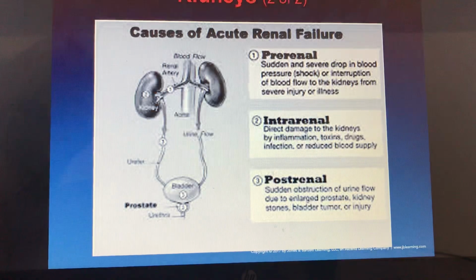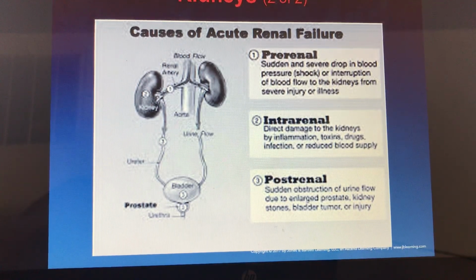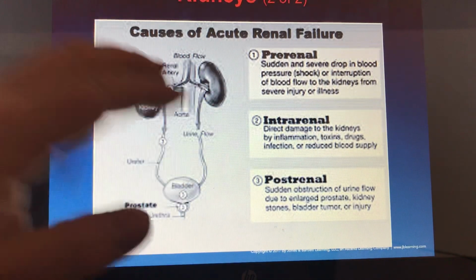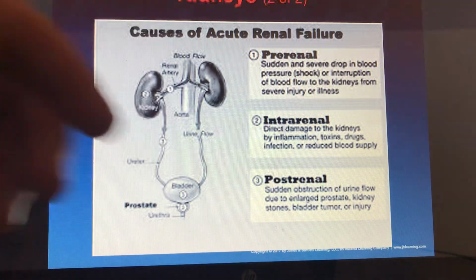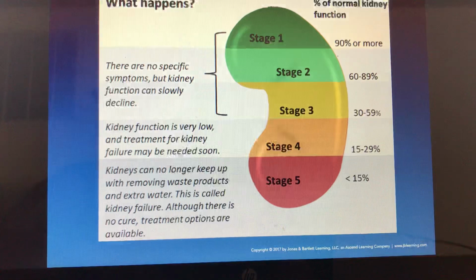You can have post-renal. So outside of the kidney into the ureter is where you're going to have post-renal. It's usually from renal calculi or a kidney stone, some sort of obstruction. It could be a tumor, anything of that nature where there's an issue down here that's blocking urine, and it's not being able to push the urine out.